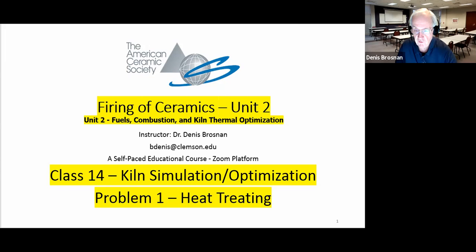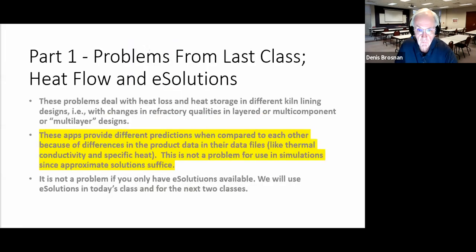I think we talked last time about expecting a little different data from both programs, but nevertheless, we're going to get started today with our first simulation, and we'll do 3 of these. The next 2 classes will be about different furnace simulations. To get started, we're going to look at some of the problems from the last time where we set up a lining design with heat flow and eSolutions. And so we're really trying to look at the heat loss and heat storage in different kiln designs.